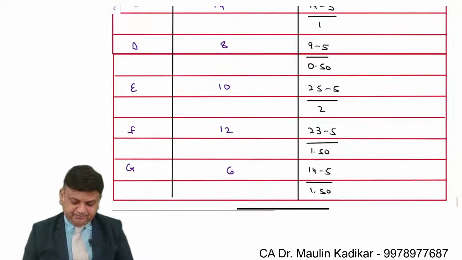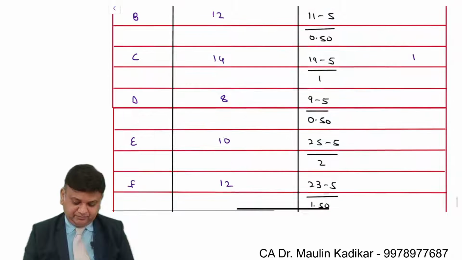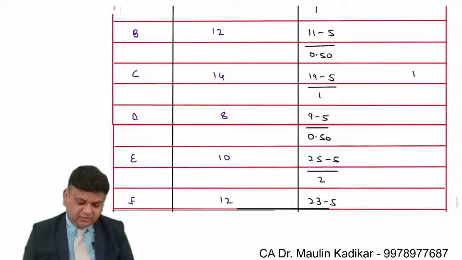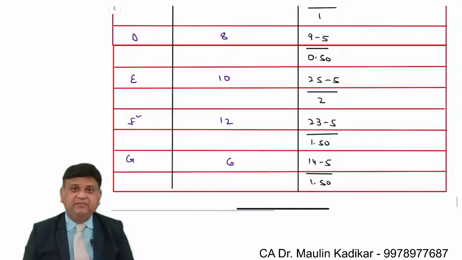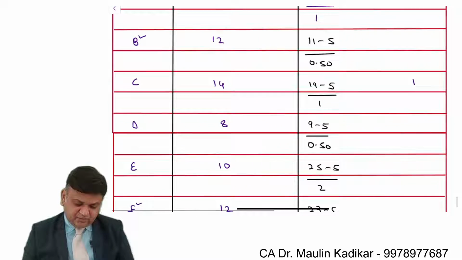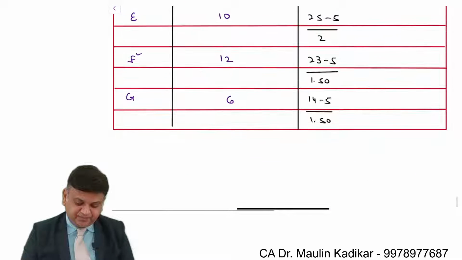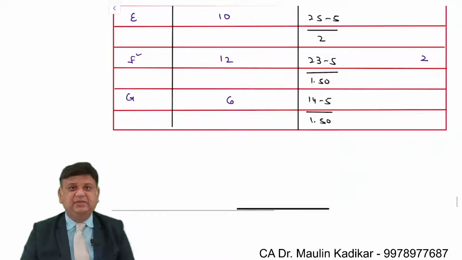Now let us give rank. We understand that the security C will be given the first rank. Now we can see that security B and security F both have the same Treynor's ratio. In that case, the security which is having comparatively more return will be given preference. In this case, B has a return of 11 and F has a return of 23. So security F will be given the preference. So the Treynor's ratio is the same, but it will be given second rank.